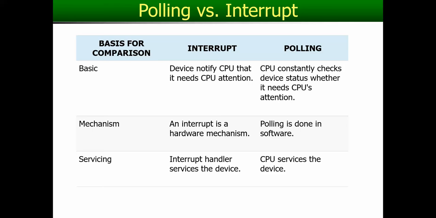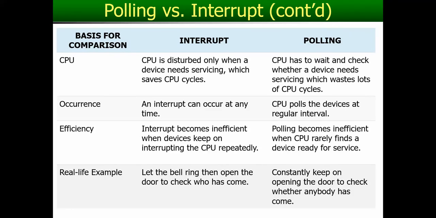Let's say there are 3 interrupts occurring at the same time, or 4 interrupts occurring at the same time. Then who will get the priority? Who will be served first? Who will be served next? Who will be served last? The interrupt handler takes care of that. Of course, we can configure it through software, but ultimately it's the hardware that is doing the job. And the CPU services the device in case of polling. So the load is entirely on the CPU.